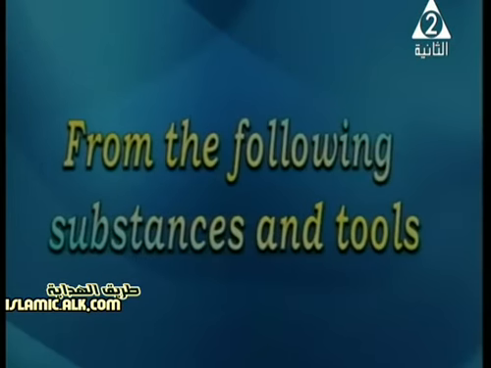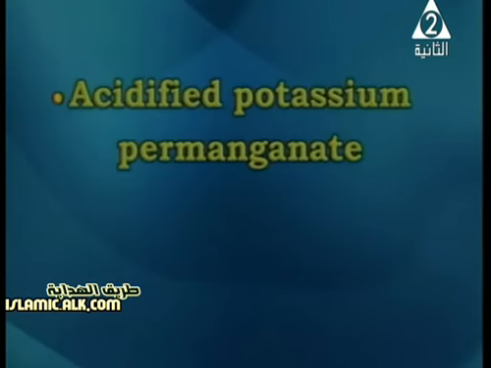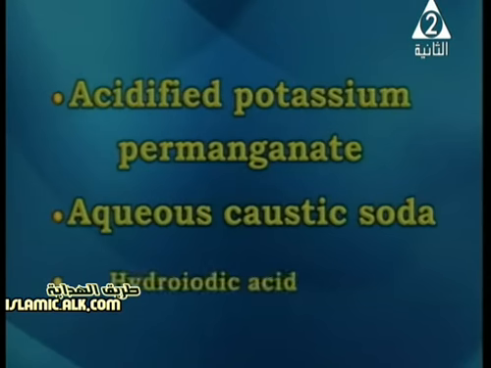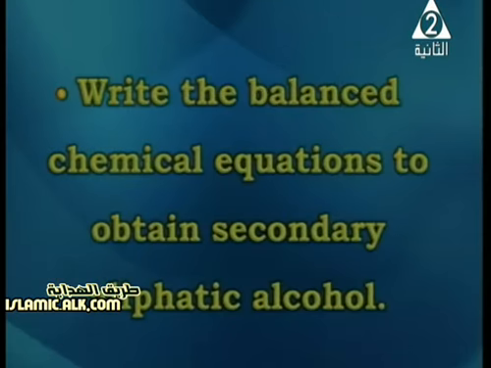Next type of question, my dear student. From the following substances and tools: acidified potassium permanganate, aqueous caustic soda, hydroiodic acid, propene, benzene flame, write the balanced chemical equation to obtain a secondary aliphatic alcohol.